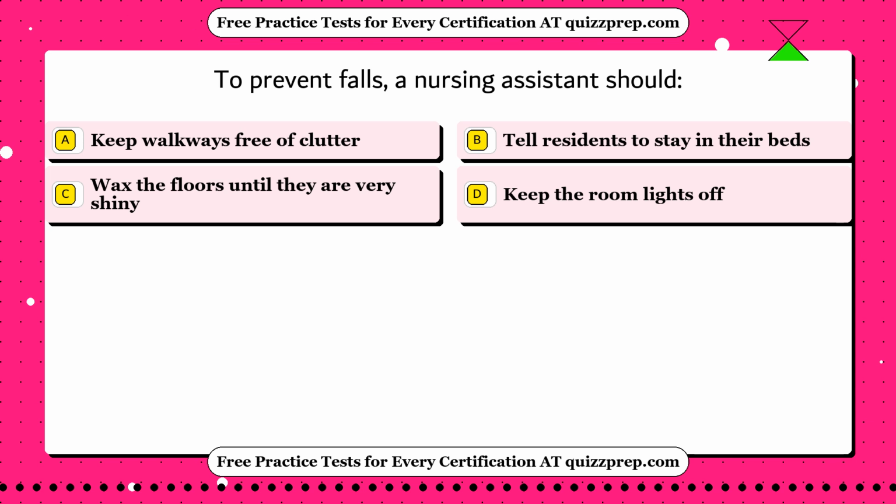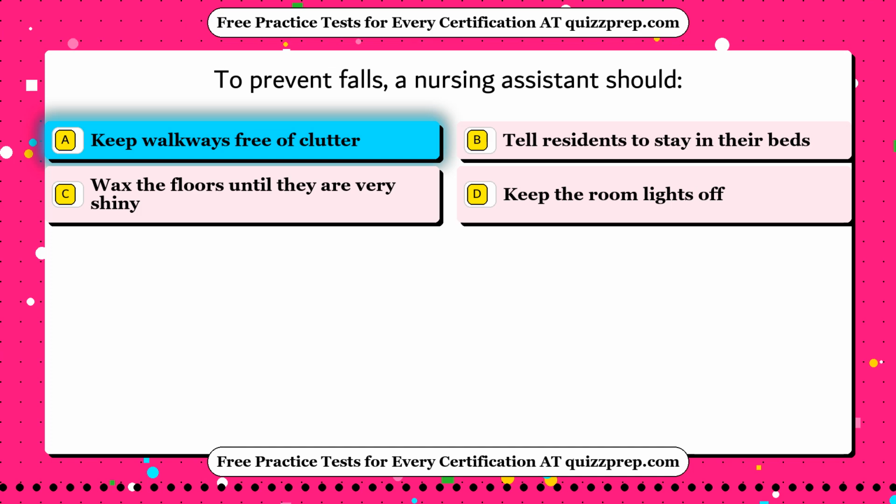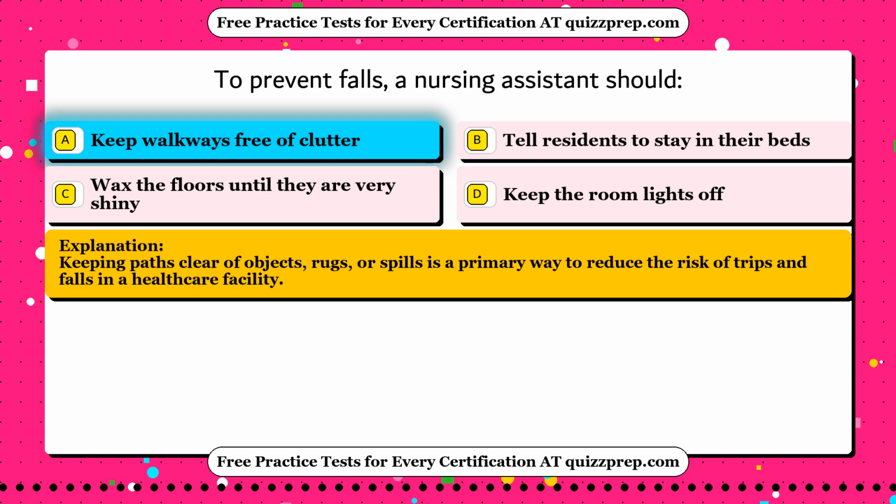Question 70. To prevent falls, a nursing assistant should: option A, keep walkways free of clutter. Option B, tell residents to stay in their beds. Option C, wax the floors until they are very shiny. Option D, keep the room lights off. The correct answer is option A, keep walkways free of clutter. Keeping paths clear of objects, rugs, or spills is a primary way to reduce the risk of trips and falls in a healthcare facility.